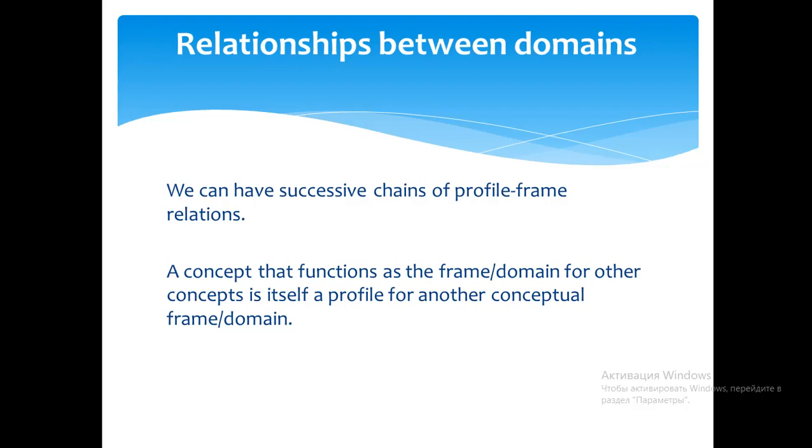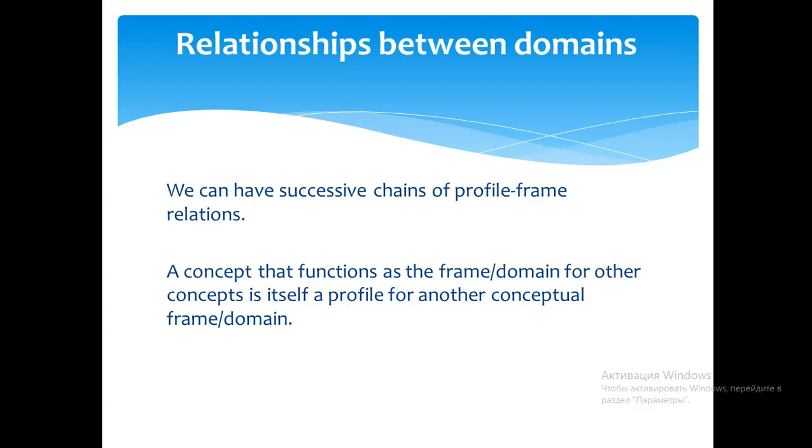Much more complex is the elaboration of the relationships among domains, not surprisingly, since this touches on the organization of human knowledge in mind. An important fact about profiles, frames, and domains is that one can have successive chains of profile-frame relations. The concept radius can only be understood in terms of circle, but the concept circle can itself only be understood in terms of two-dimensional space.